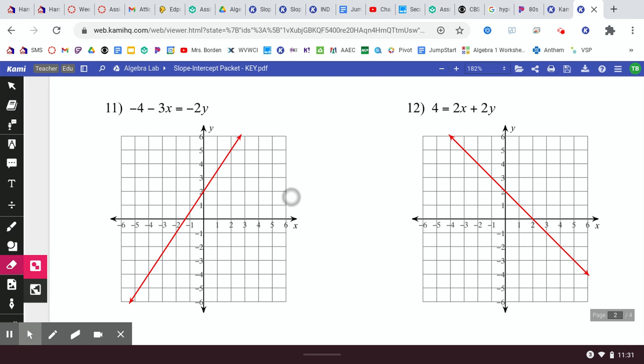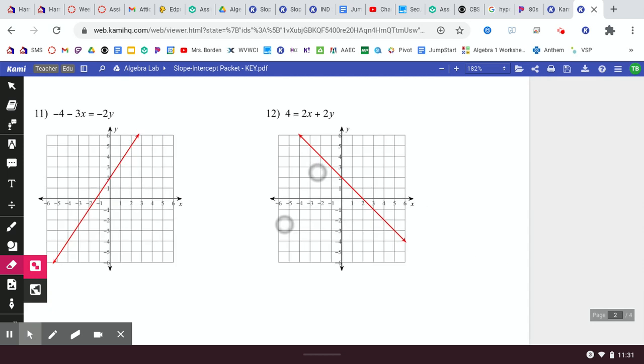Okay. For number 12, you would have moved the 4 over to the right, the 2y over to the left, divided everything by -2. Your intercept would be a 2, and your slope should be -1. Yes. Okay, let's walk through it then.